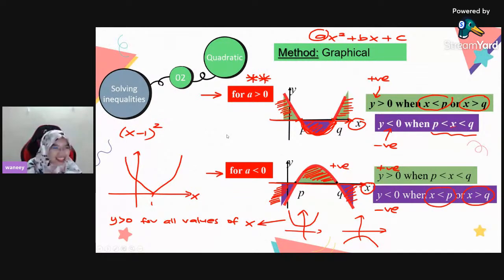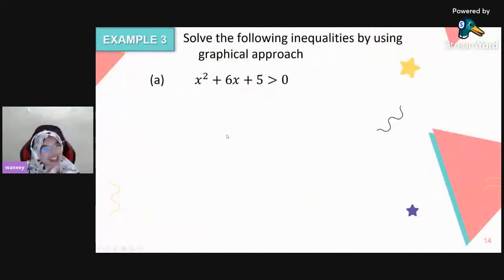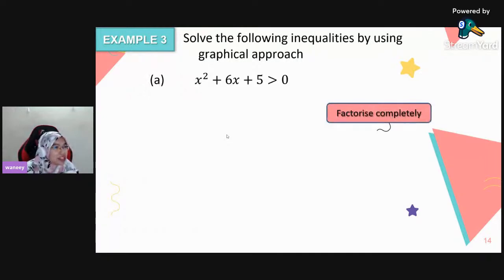Okay, next. Okay, solve the following inequalities by using graphical approach. So we got x squared plus 6x plus 5 greater than 0. Okay, so what do you need to see? What we need to check. So this is a quadratic graph, of course. Check the value of A first. So the value of A is positive, right? So A is positive.